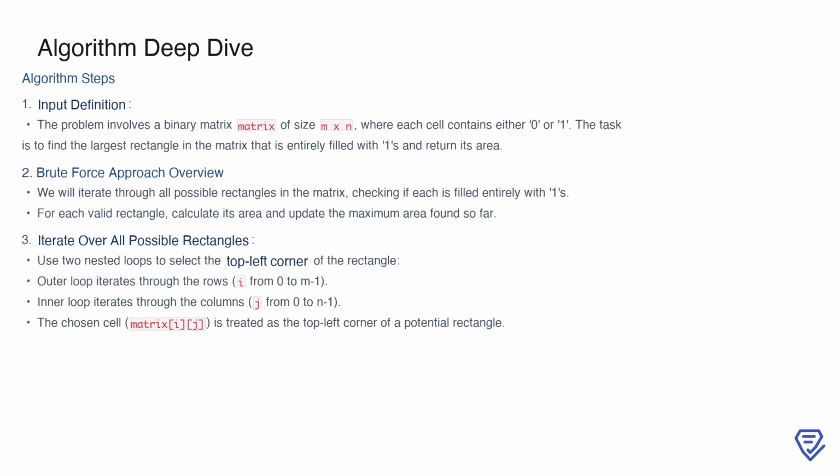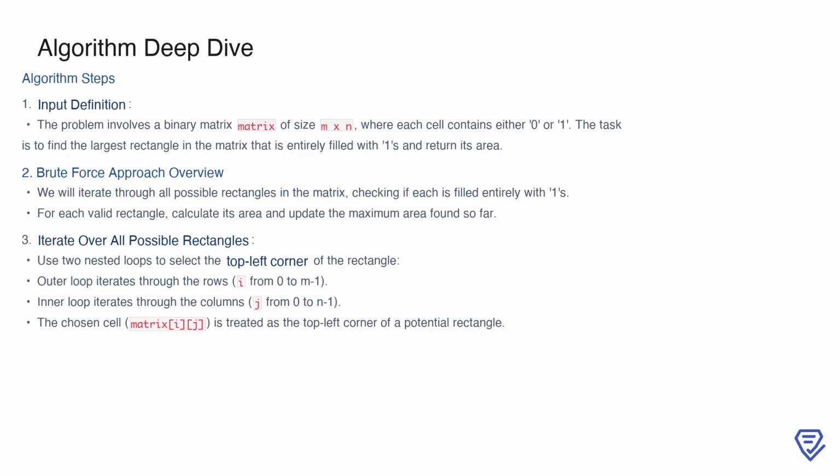To solve the maximal rectangle problem, we begin by understanding the input and the brute force approach. The input is a binary matrix of size m by n, where each cell contains either 0 or 1. The goal is to find the largest possible rectangle that is completely filled with ones and return its area. A straightforward brute force approach involves iterating through all possible rectangles in the matrix. For each rectangle, we check if it is entirely filled with ones and calculate its area if valid. Then, we keep track of the maximum area found so far.